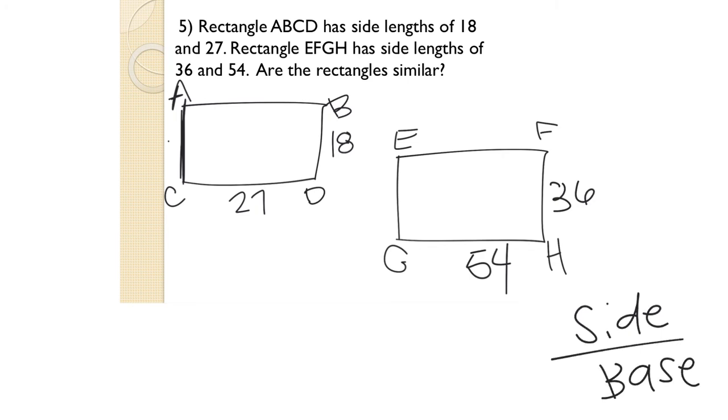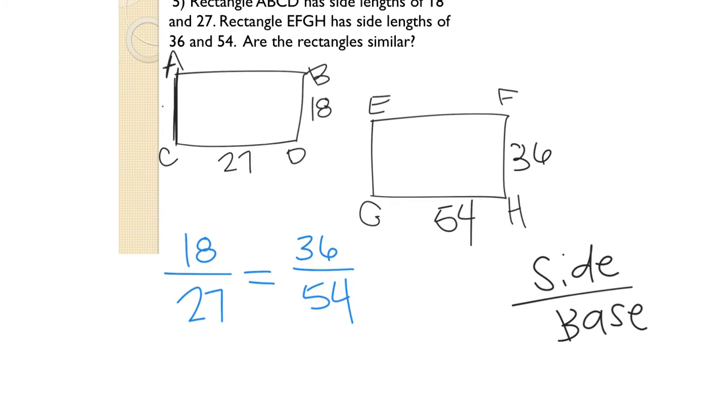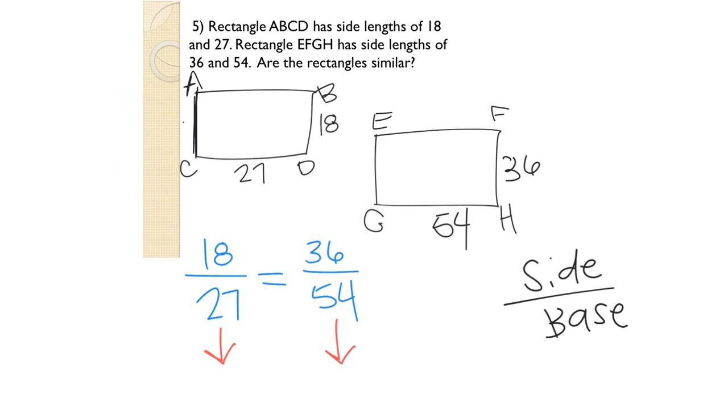Okay? What is the side of ABCD? What's the base? What's the side of EFGH? What's the base? Okay, so what we're going to do is we're going to make them both decimals. What does 18 over 27 equal, and what does 36 over 54 equal? If you get the same answer for both of them as decimals, then they are similar. If you get different decimals, then they are not similar. Okay, so I need your answer on the paper.